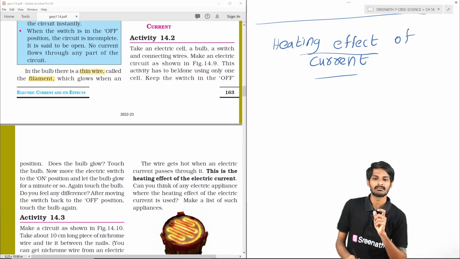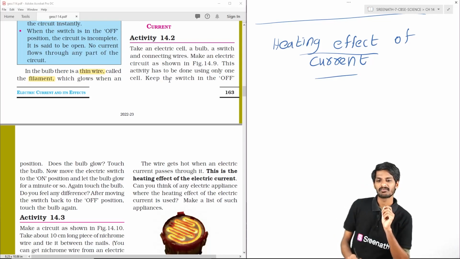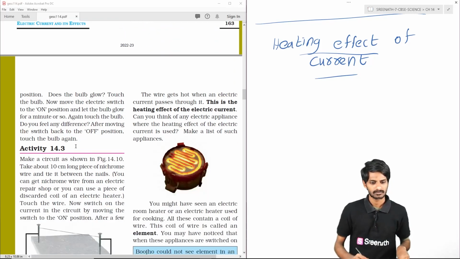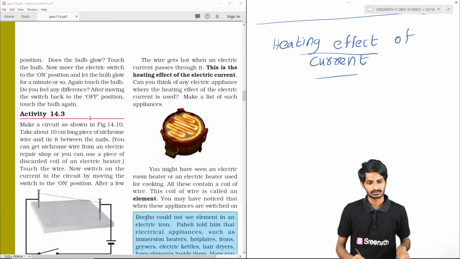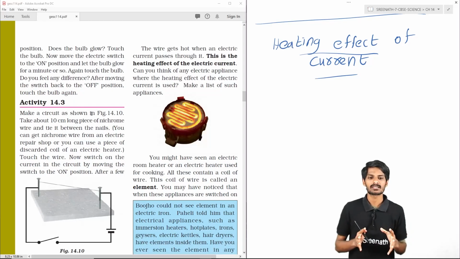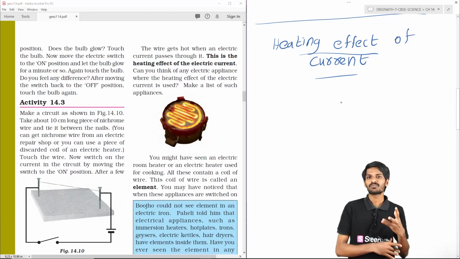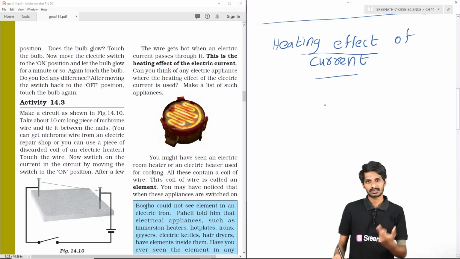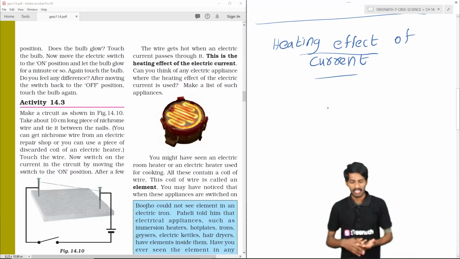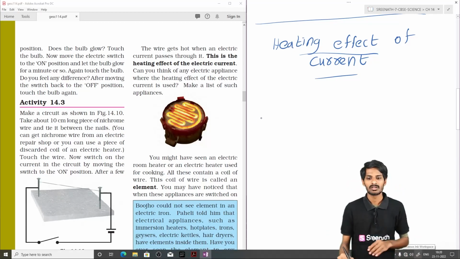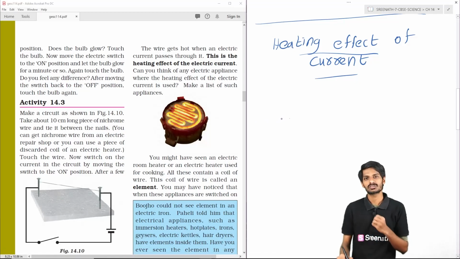Take an electric cell, a bulb, a switch and connecting wires. Make a simple electric circuit, like in the previous one. Whenever the switch is on, the circuit is complete and current will flow. As long as the current flows, the bulb will glow. Wait for some time, then switch off, and the bulb stops glowing.